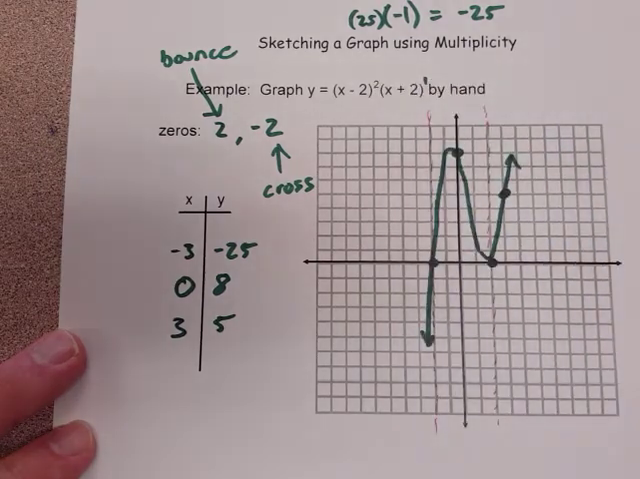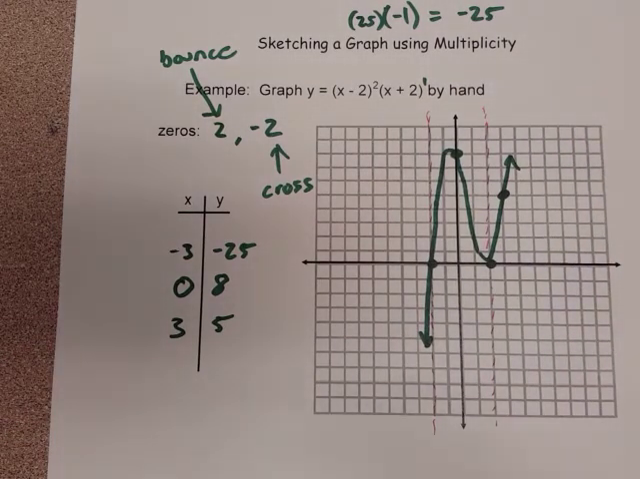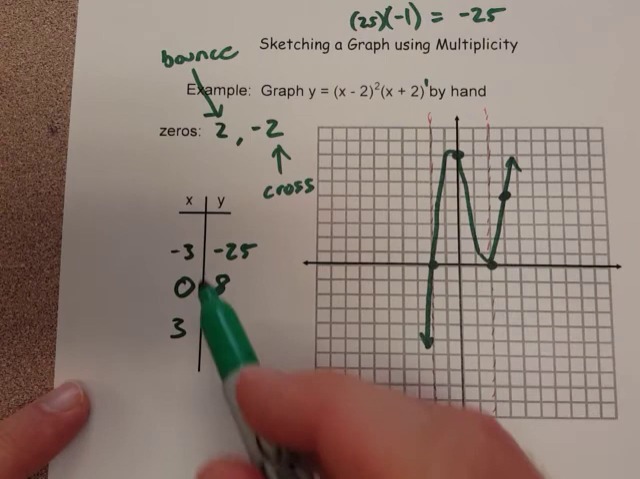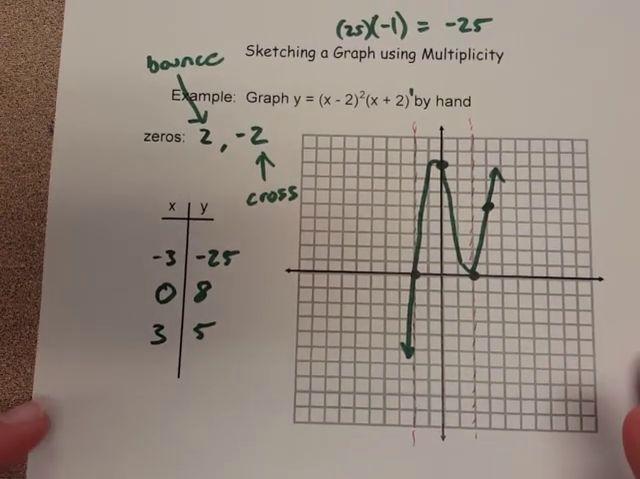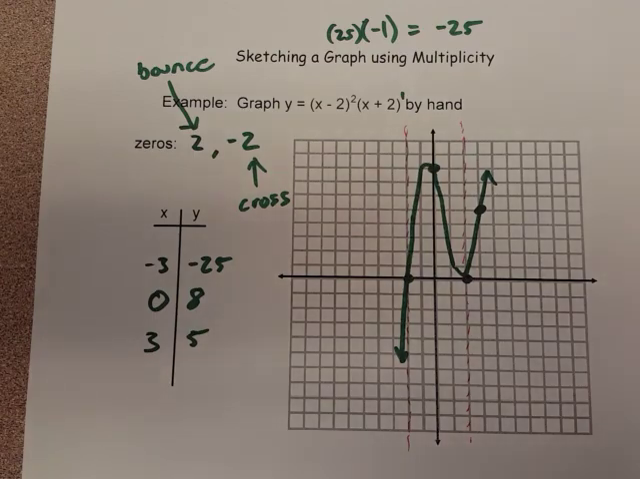But use the multiplicity to find if it crosses or bounces. Then we're just choosing some points in between and connecting the dots as best we can. That's how we can use multiplicity to graph by hand.